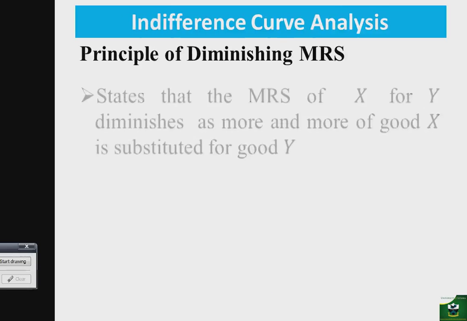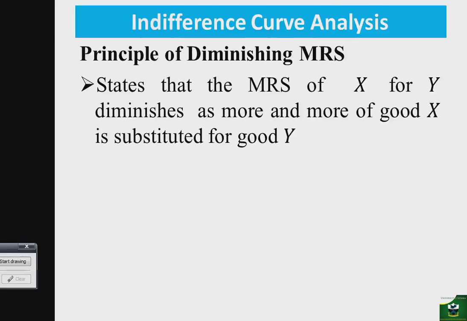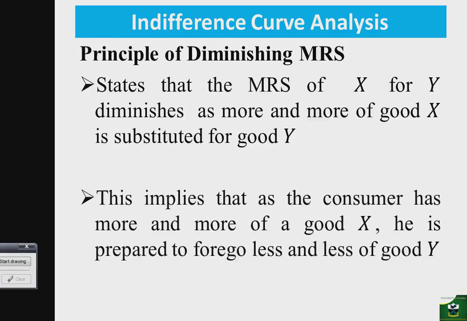Simply stated, the principle of diminishing marginal rate of substitution states that the marginal rate of substitution of X for Y diminishes as more and more of good X is substituted for good Y. Now, this implies that as the consumer has more and more of good X, he is prepared to forgo less and less of good Y.